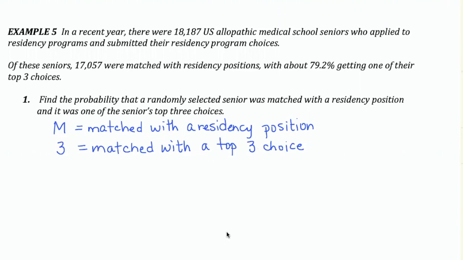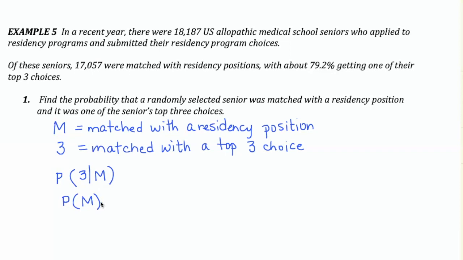Now, I need to determine if these are dependent or independent events. Specifically, I want to know whether or not their chance of getting matched with a position depends at all on them being matched with the top 3 choice. So I'm going to want to calculate the probability of getting a top 3 choice given that they did get a match, and I want to calculate just the probability of being matched. And by comparing these, I'll know if these are dependent or independent.